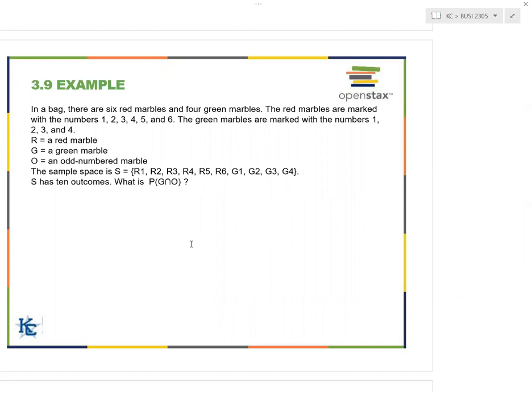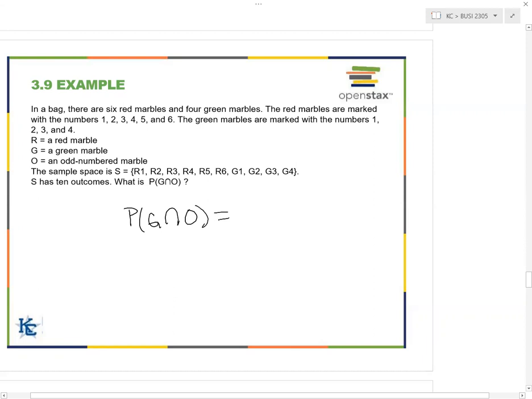The sample space S equals R1, R2, R3, R4, R5, R6, and so on, so all of the marbles, right? S has 10 outcomes. What is the probability of getting a green marble that has an odd number on it? So this probability, green intersect odd, we're looking at green marbles only, and they have odd numbers on them. So we have 2 out of 10, which reduces to 1/5.